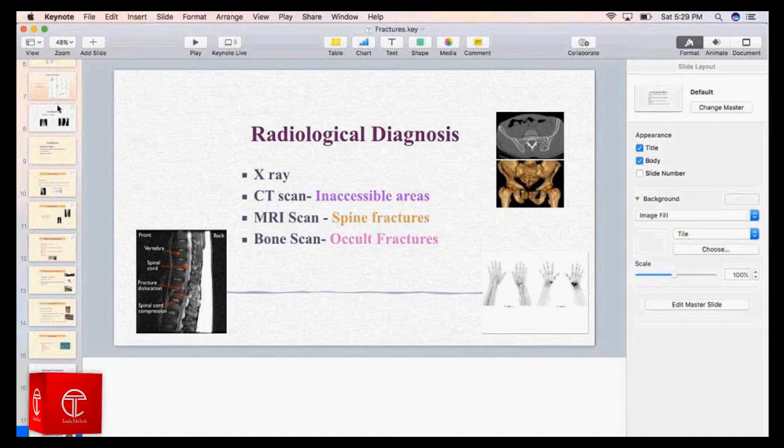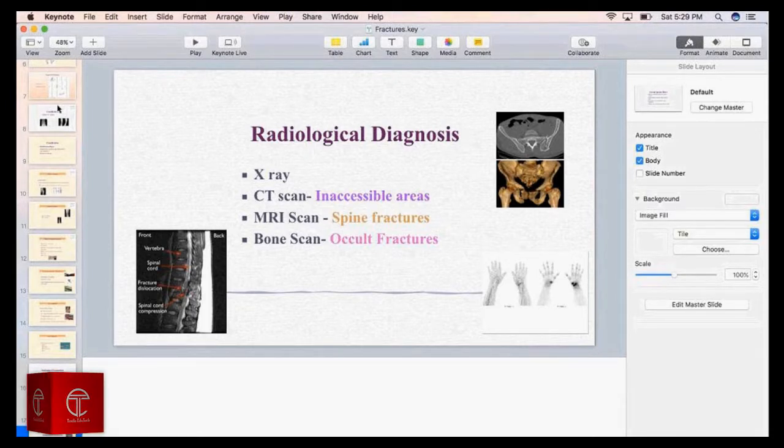Bone scanning is another modality for diagnosing fractures, particularly occult fractures, and it is classically described for the scaphoid fracture. I'm sure you are all aware that an undisplaced scaphoid fracture may not be diagnosed on day one with your X-ray. So it is recommended to take the X-ray after 10 days in a suspected fracture of the scaphoid. After 10 days, sometimes the fracture line may be visible.